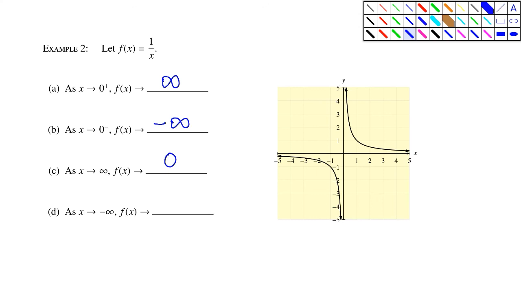And part D, as x approaches negative infinity, what does f of x approach? Again, as x approaches negative infinity means that we're going to the left side, and the x values are decreasing without bound. So f of x is also approaching 0 here on the left side of the graph.